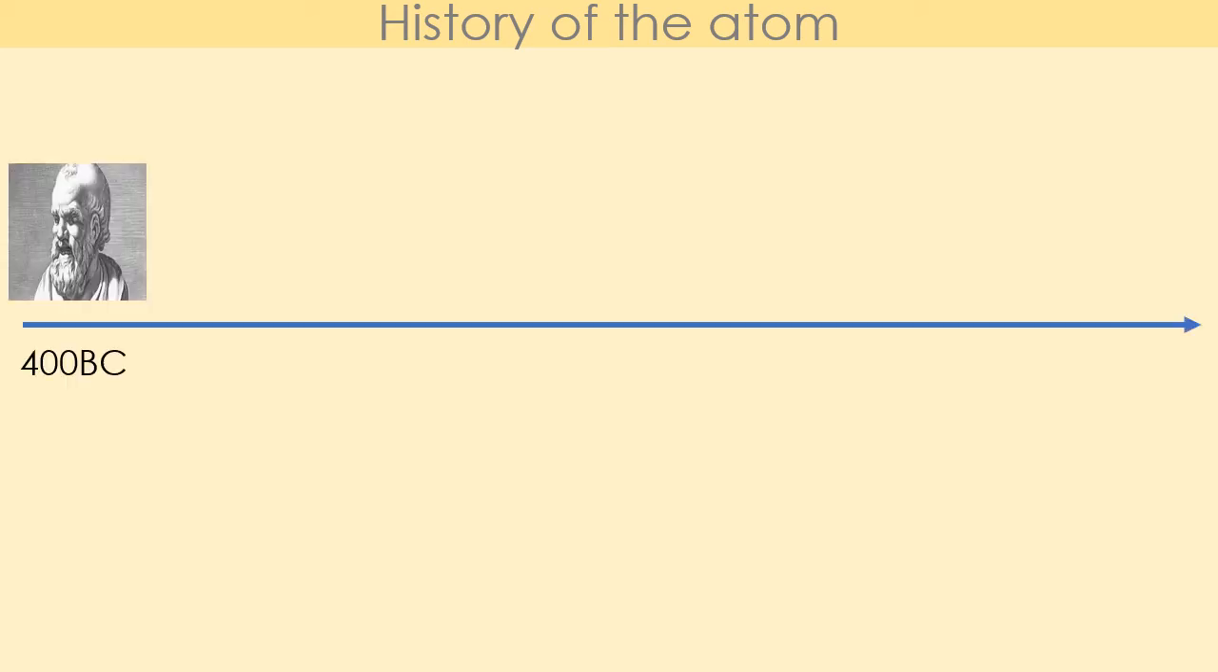So we're going to have a look at the history of the atom. Now, we have done this in one of your intervention lessons. There is a whole video on that as well if you want to know more about it. I'm going to start off back in 400 BC with this guy, Democritus.